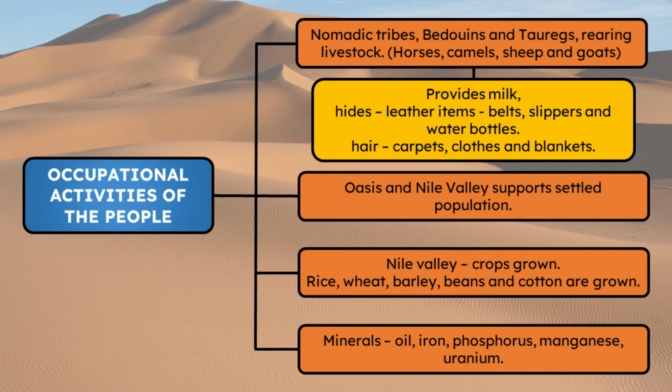So what we learn from this is the usual occupational activities of these people are rearing livestock, and then there is also agriculture, because near the valley of River Nile, crops are grown, and even mining might be there because you find iron, phosphorus, manganese, and uranium. And further, there is also oil.